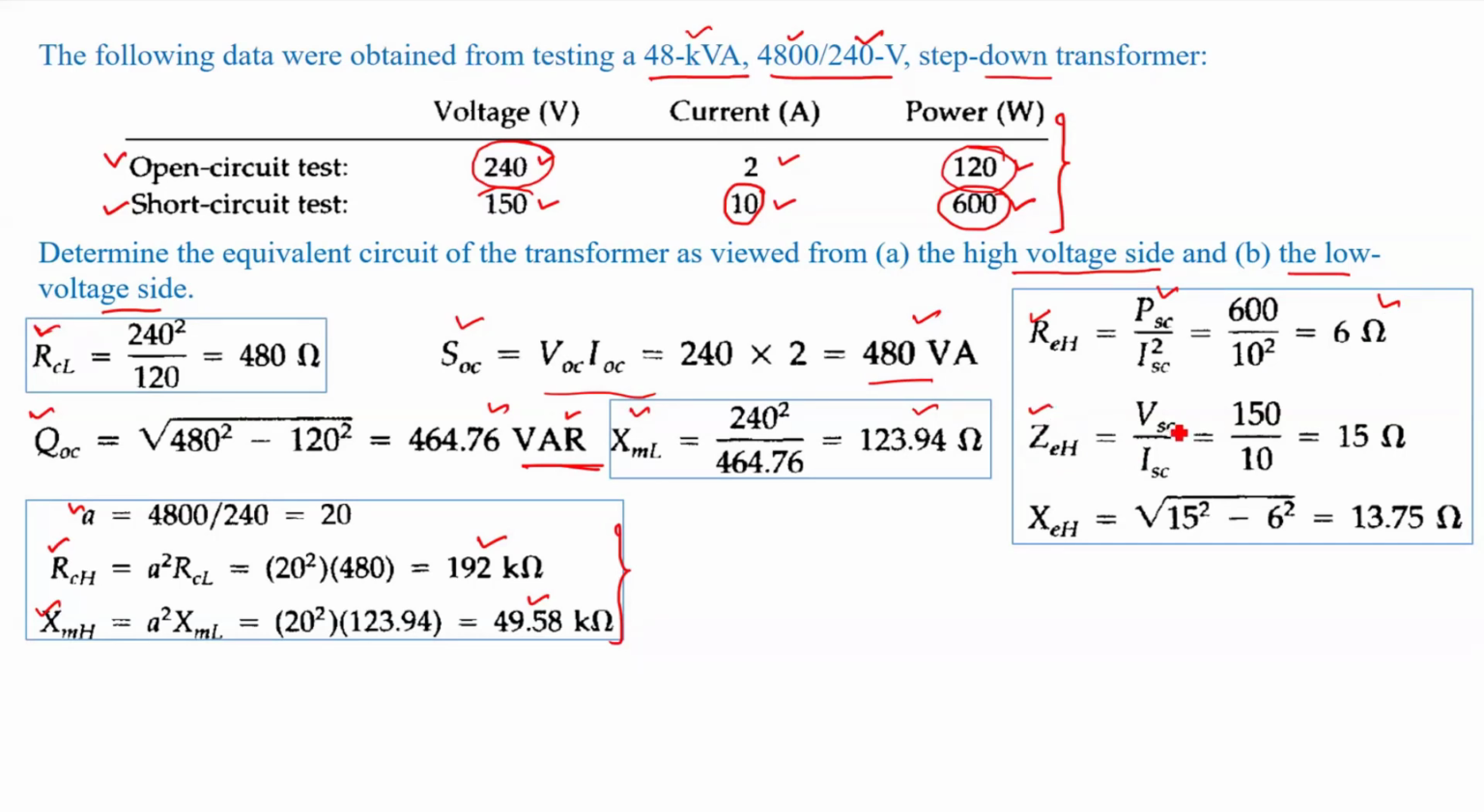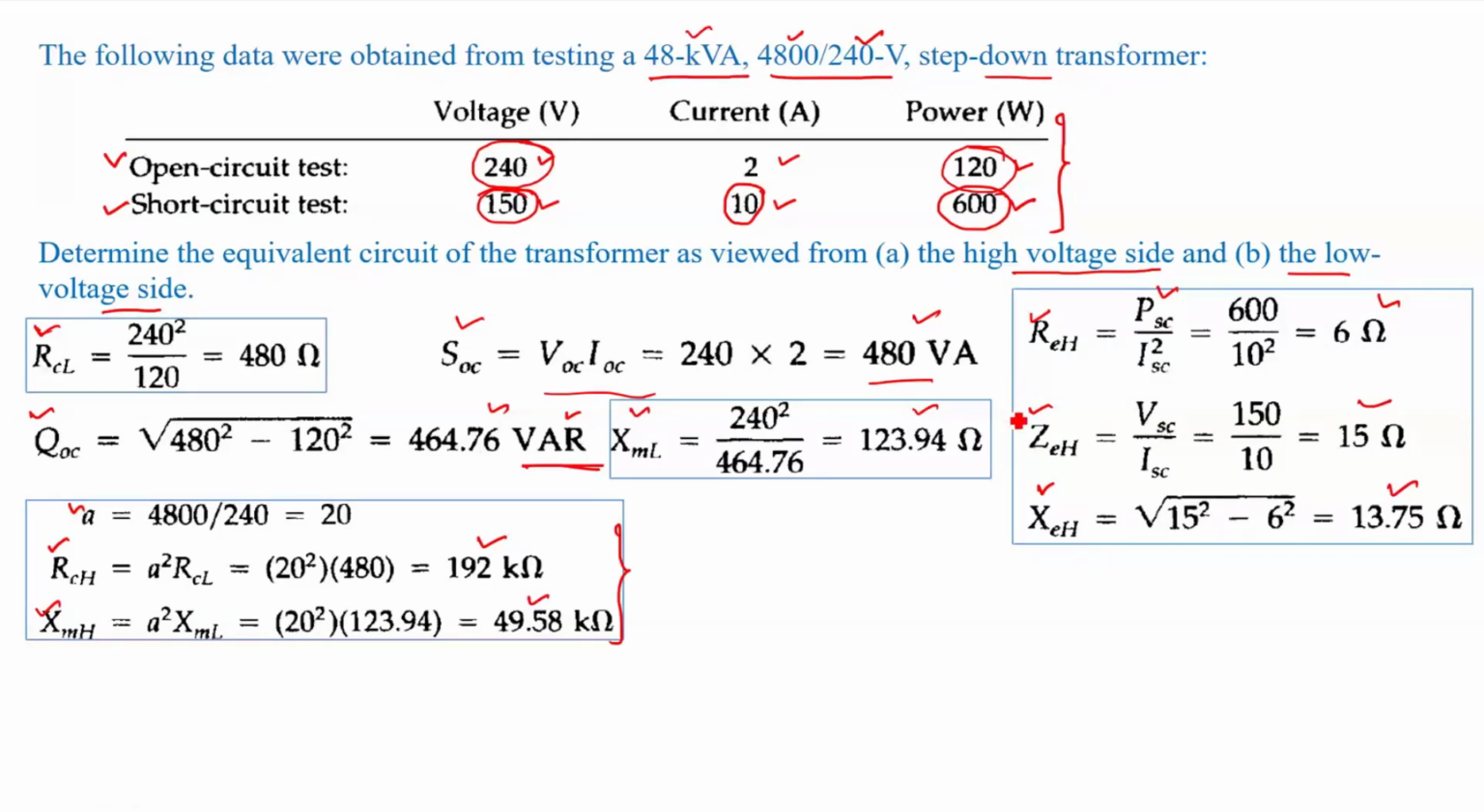Similarly, I can find ZEH, that is VSC by ISC. VSC is 150 and ISC is 10. So 150 by 10 gives 15 ohm. And from REH and ZEH, I can find XEH. XEH is equal to the square root of ZEH square minus REH square. Substituting the values 15 and 6, we got 13.75 ohm. Okay, so this is your XEH.